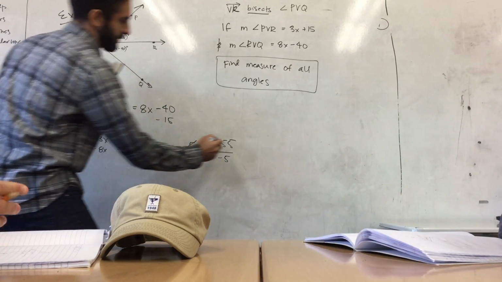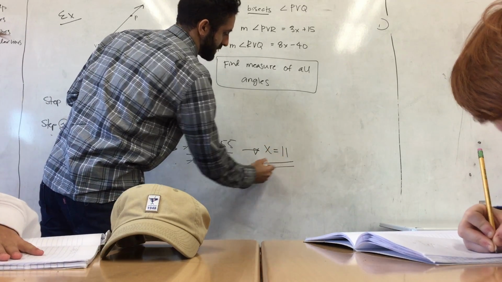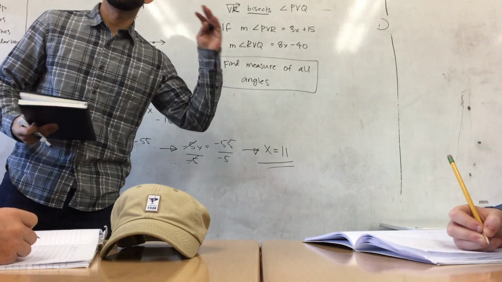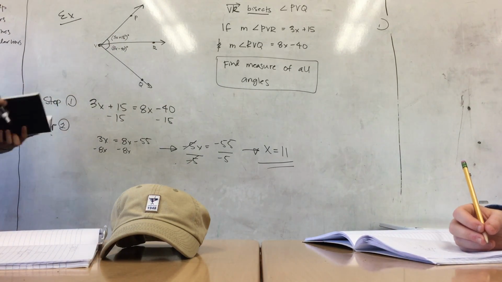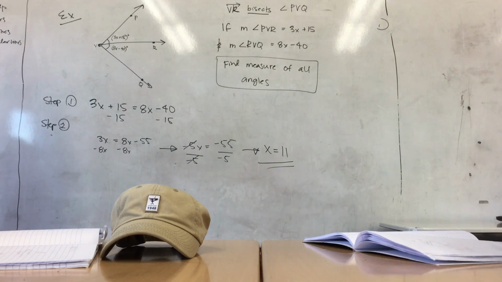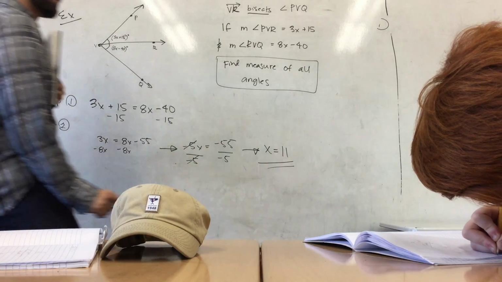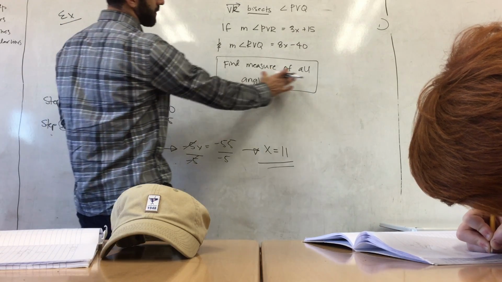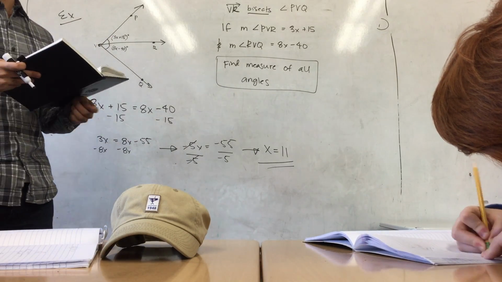Okay. What did you get for x? X equals 11. Alright, but we're not done. Last unit we would have been done here. X equals 11. Good night, God bless, go home. But we're not done. What is it asking me for? Okay, find the measure of all angles. And we just found x. How does that help us find the measure of the angles?